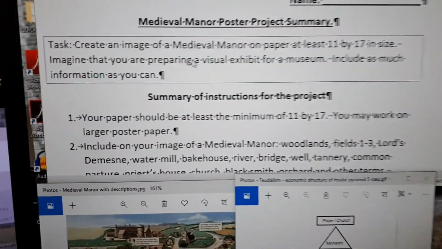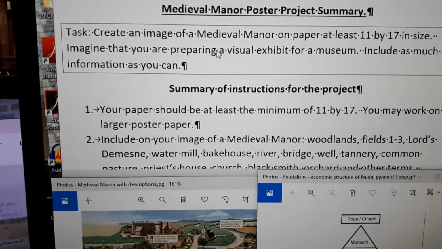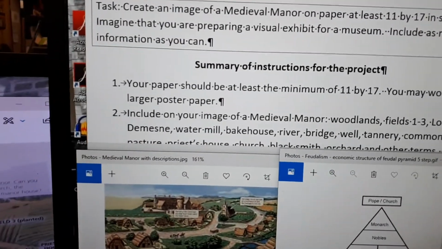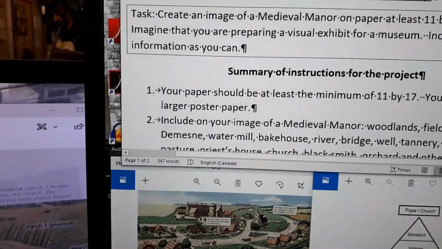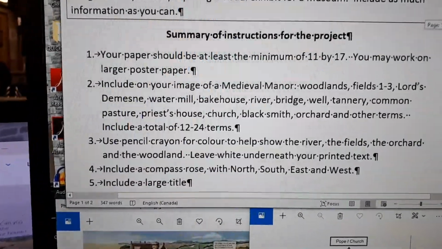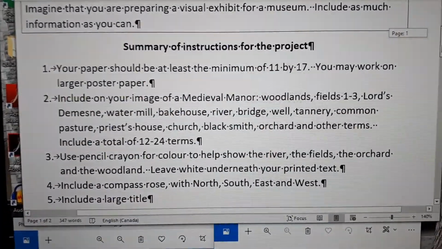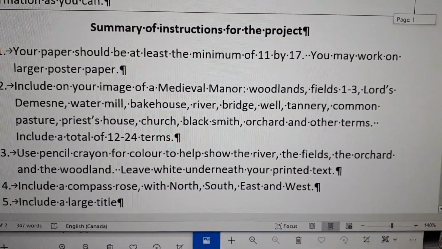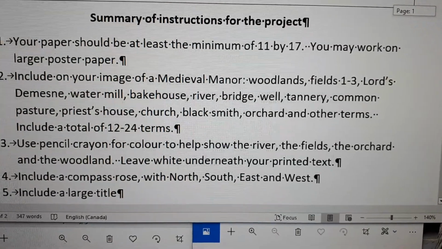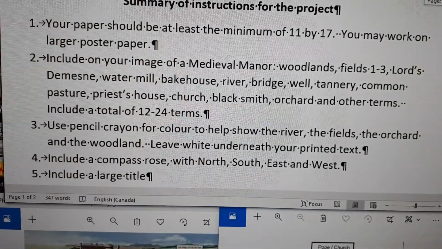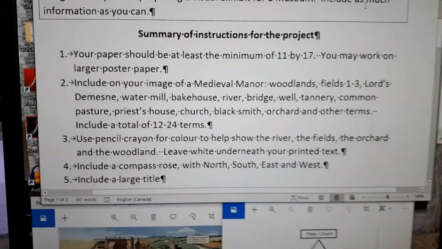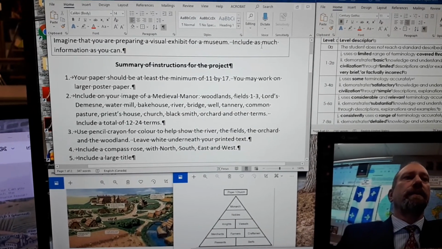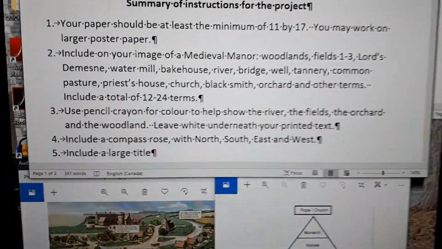Summary of the instructions for your project. Your paper should be at least a minimum of 11 by 17, but you can work on a larger size. Include on your image of the medieval manor woodlands, fields, lord's domain, watermill, bakehouse, river, bridge, well, tannery, common pasture, priest's house, church, blacksmith, orchard, and other terms.